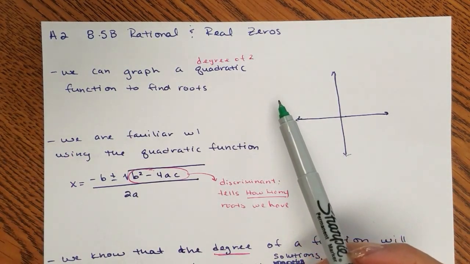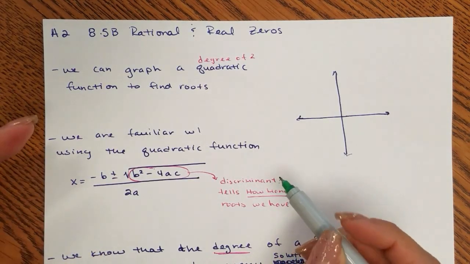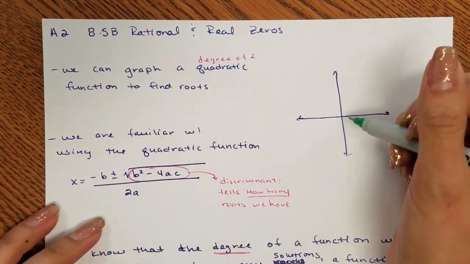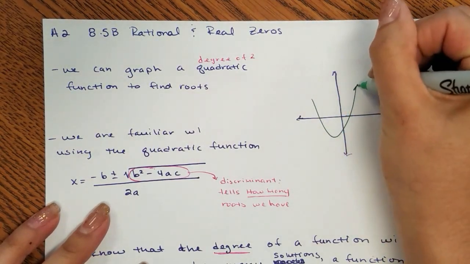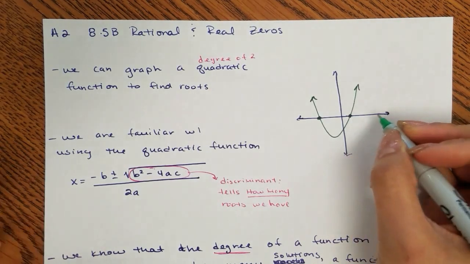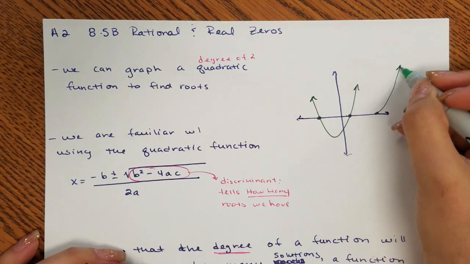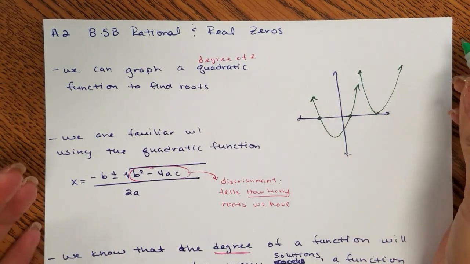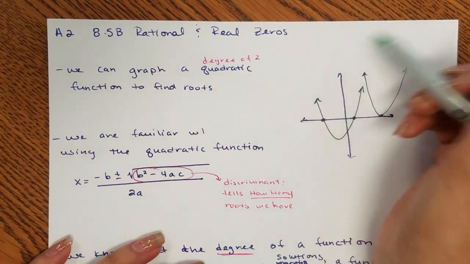So what we're talking about here are, we're going to be looking for roots or zeros. Remember, that's wherever your function crosses the x-axis. So we can graph a quadratic function to find the roots if it crosses the x-axis. So we have values here and here. Sometimes you'll have one root, if your vertex is here on the x-axis, or you can have none if your parabola is pointing down over here, or it's up here on the side.